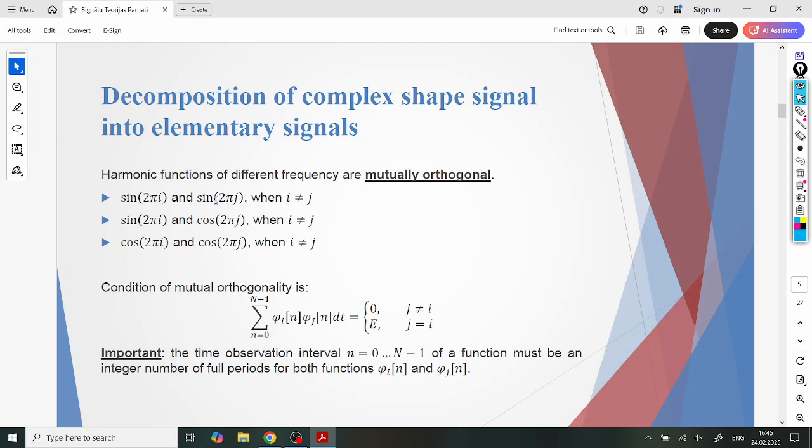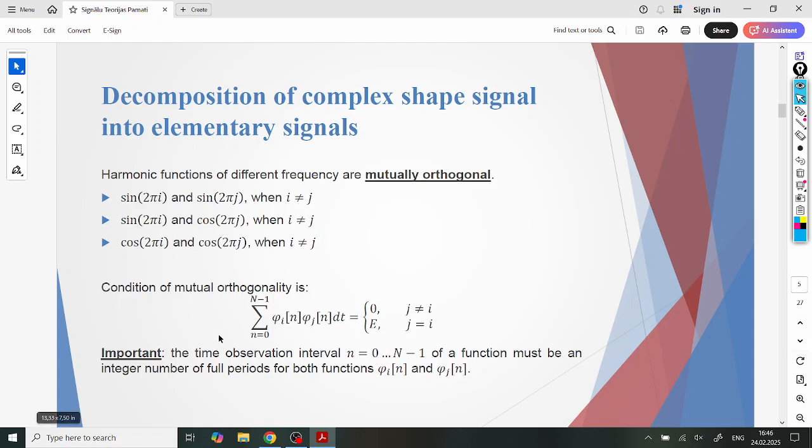Yes. And orthogonality is observed when they are obviously different functions, not the same function, because for the same function you calculate the energy. And hence, if we take two base functions, let's say sin of 2πi and sin of 2πj, where i and j are not the same, then if the functions are orthogonal, you would get 0 when i and j are not the same, and energy if they are the same. Now, this stands true for sin versus sin, sin versus cosine, cosine versus sin, cosine versus cosine, in any combination you'd like to.